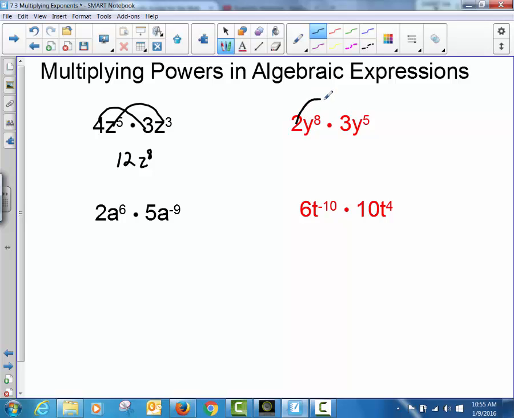Alright, you should have gone 2 times 3 is 6. And y to the 8th times y to the 5th. 8 plus 5 is 13. Over here we've got 2 times 5 is 10. A to the 6th times a to the 9th. 6 plus negative 9 gives us negative 3. So that gives us a to the negative 3.